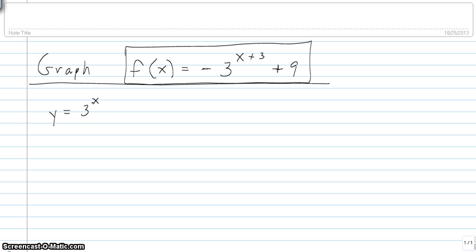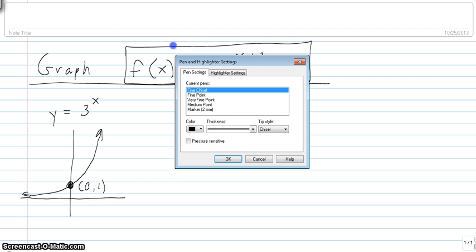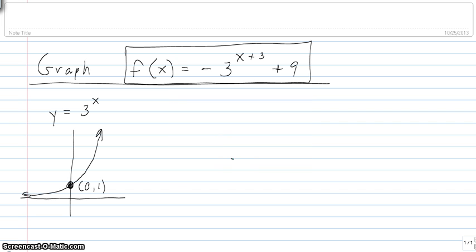3 to the x. And based on our knowledge of exponential functions, we know that when the base of our basic exponential function is bigger than 1, we've got an increasing function. The x-axis is a horizontal asymptote, and maybe just one point of reference here at 0, 1. 3 to the x has to go through the point 0, 1. And so how do we get to the graph of the function that we're looking at?